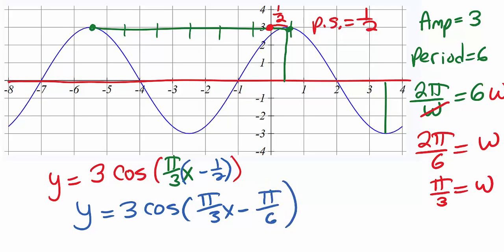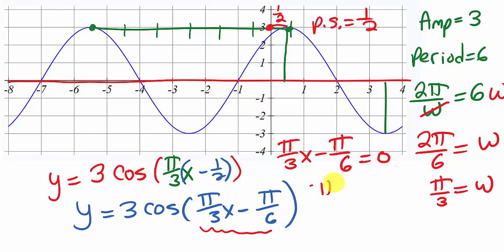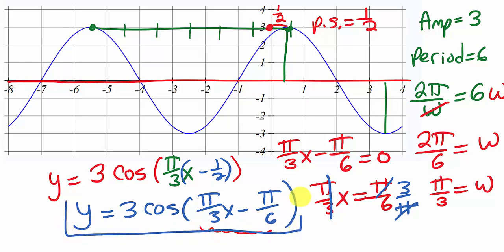And we could just run a quick check on that, because if I set this equal to 0 and solve it, I should get that phase shift of 1/2, and you can see indeed I do, because I have pi thirds x minus pi sixths equals 0. So pi thirds x equals pi sixths, and dividing by pi thirds is like multiplying by the reciprocal. So let's do that over here. You can see the pi's cancel, and I'm left with 3/6, which is 1/2. So here is the equation of the graph shown.